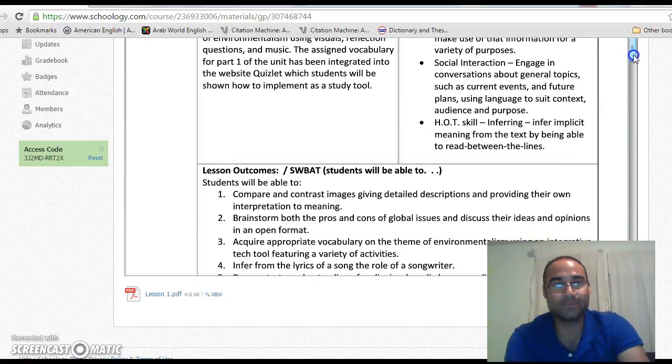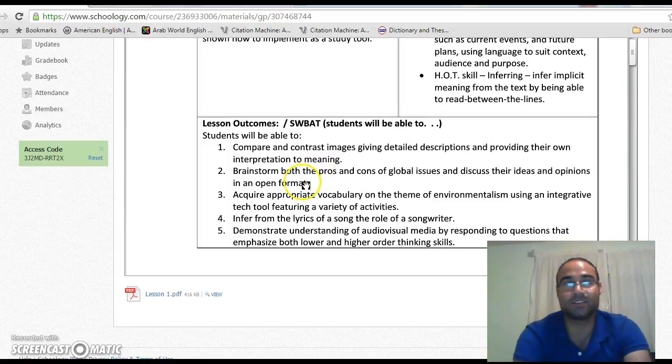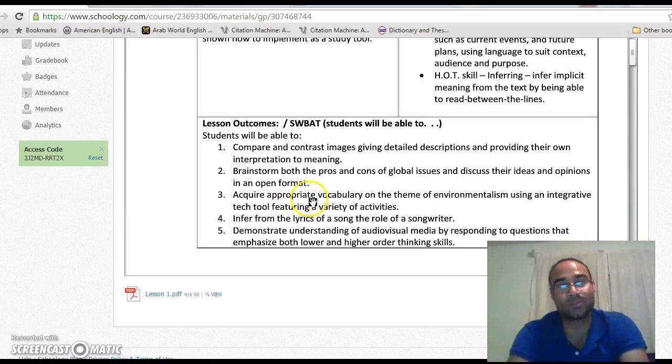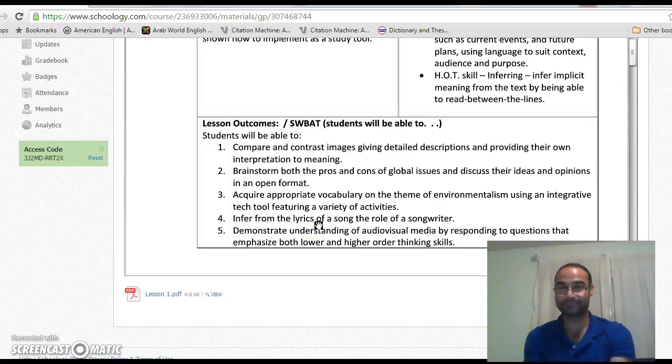So lesson outcomes: students will be able to compare and contrast images, giving detailed descriptions and providing their own interpretation of meaning. Brainstorm both pros and cons of global issues and discuss their ideas and opinions in an open format in the classroom. Acquire appropriate vocabulary on the theme of environmentalism using an interactive tech tool featuring a variety of activities, that being Quizlet. Infer from the lyrics of a song the role of a songwriter.